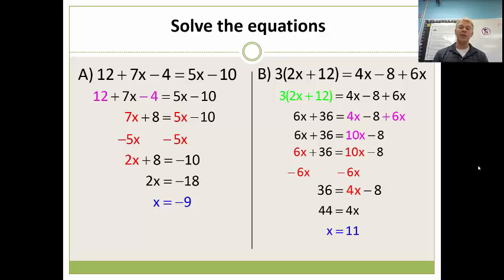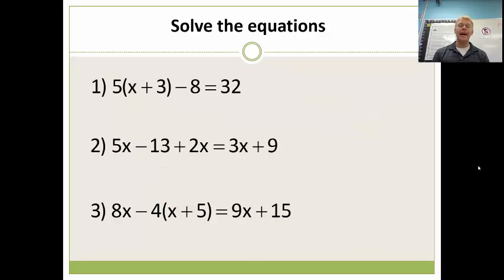Well, we've done a number of examples together, so now it's time for you to try these on your own. So go ahead, pause the video, and try to find the value of x that will make these equations true. Ready, pause. Let's see how you did.